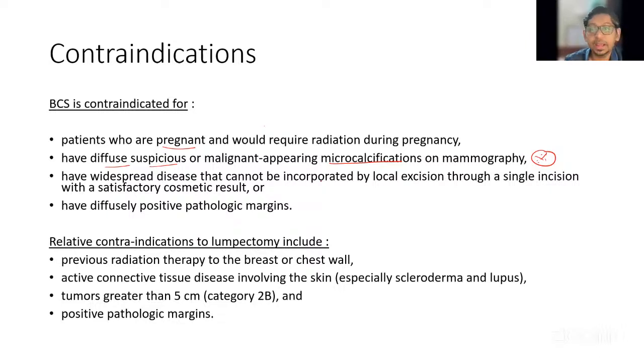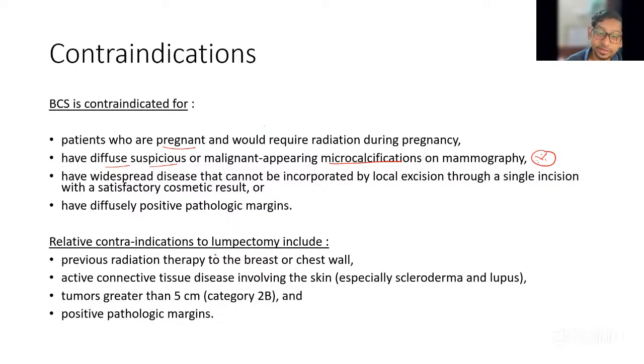And again, if you have widespread disease, for example, multicentric disease, and you're not able to give a good cosmetic result with a single incision, then again better to avoid BCS. And of course, patients who tend to have diffusely positive pathological margins, again better not to do a BCS. Relative contraindications are basically contraindications to radiotherapy itself. So previous radiation, where the patient has already received radiation to the chest wall.